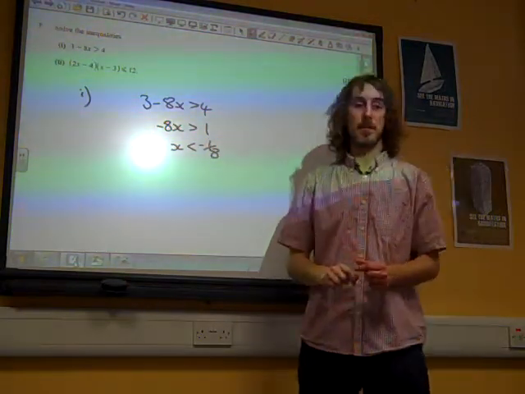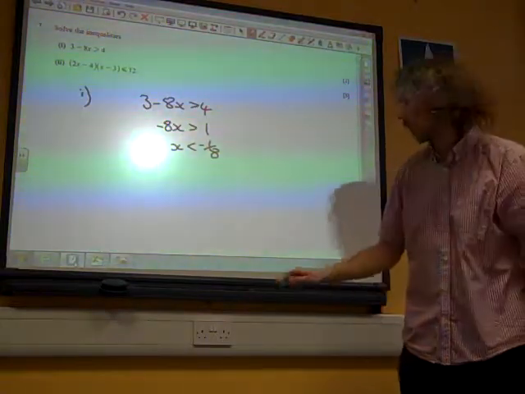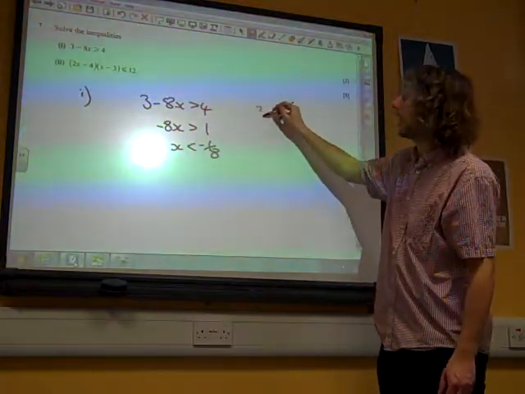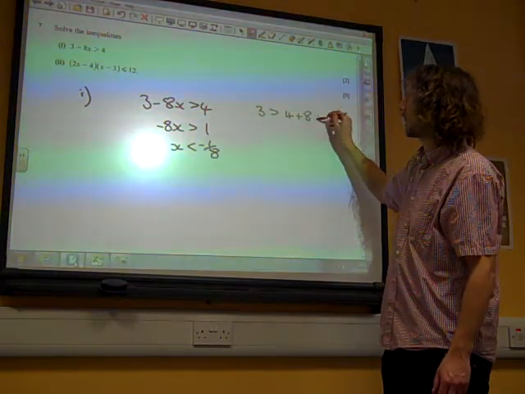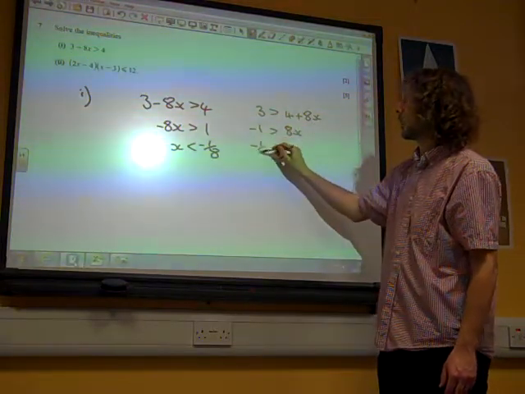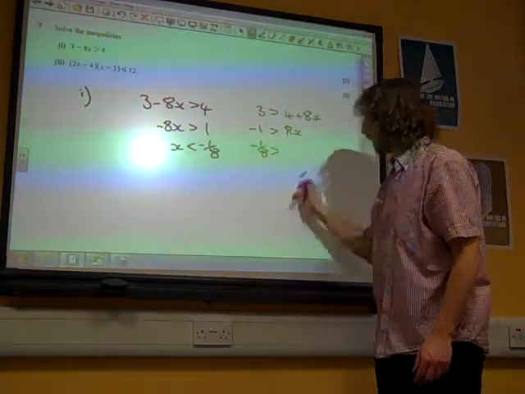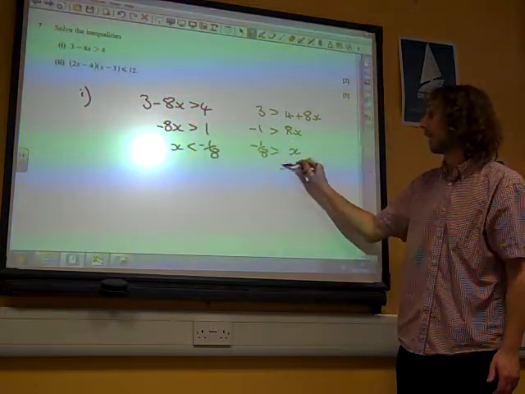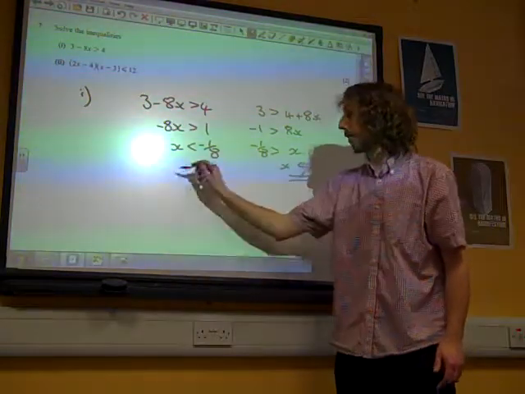And 1 divided by minus 8 is minus an eighth. So that was the answer for that one. Alternatively, what you could have done to avoid that slight dilemma of dividing by a minus, you could have said this is 3 is greater than 4 plus 8x. So minus 1 is greater than 8x. So minus an eighth is greater than x, which is of course the same thing, isn't it? It's often nicer, though, clearer, to then turn that round and write x less than minus an eighth. So you get the same thing either way that we do it.